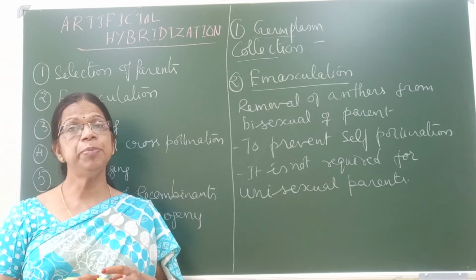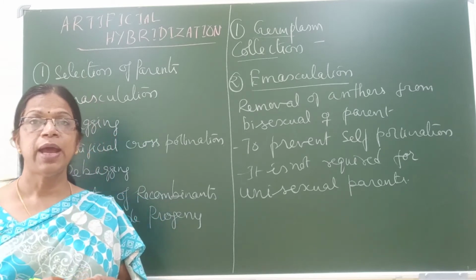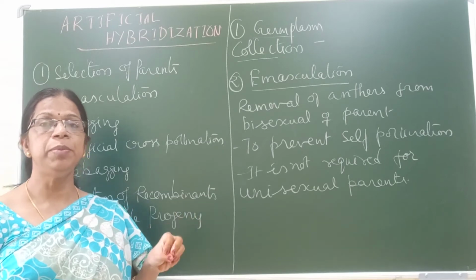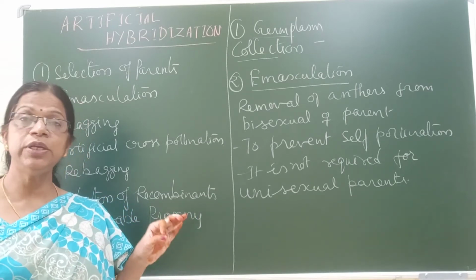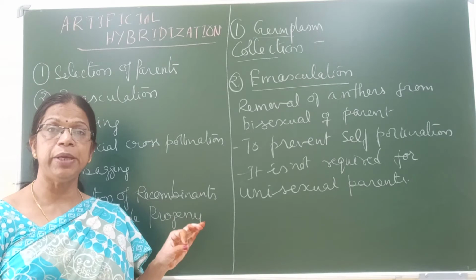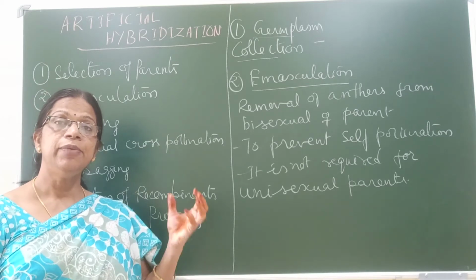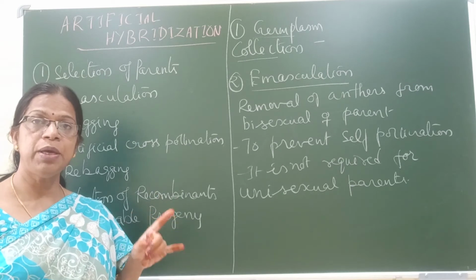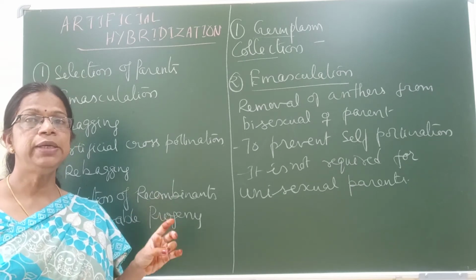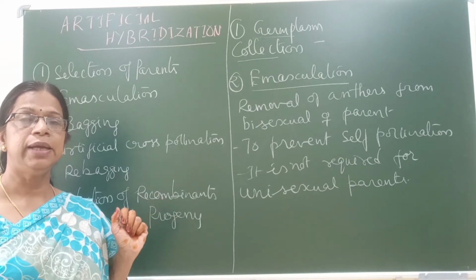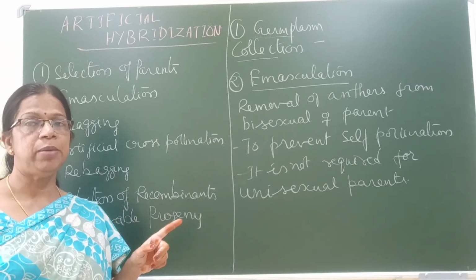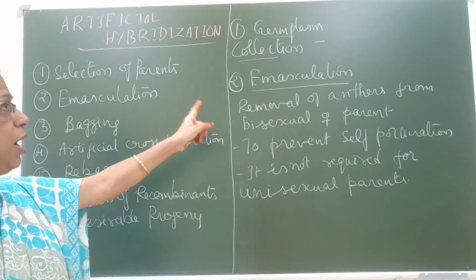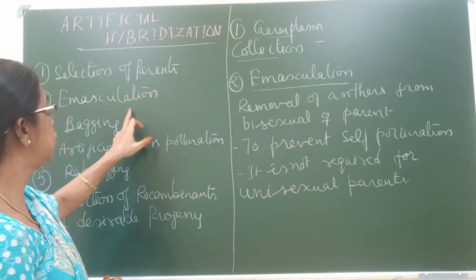Once the parents are selected, two parents are available, that is the male parent and the female parent. I already gave you the definition of male and female parent. The female parent is the one which receives the desirable pollen grain. It can even be bisexual, but it receives a pollen grain. That is called a female parent. So that is the first step, selection of parents.